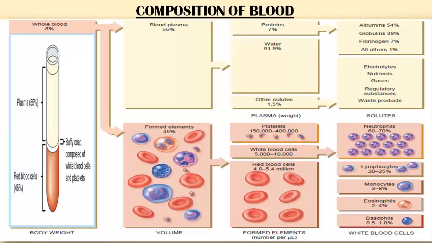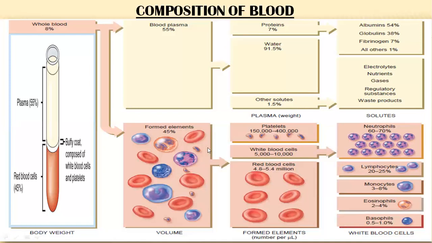Then you also have regulatory substances. And these regulatory substances, you're talking of enzymes, some of them are hormones that are produced by the glandular cells that need to be transported to other parts of the body. Then you also have waste products that are coming from cells, as waste products from metabolism of the cells. So all these are other solutes that you can find in plasma, which is about 1.5%.